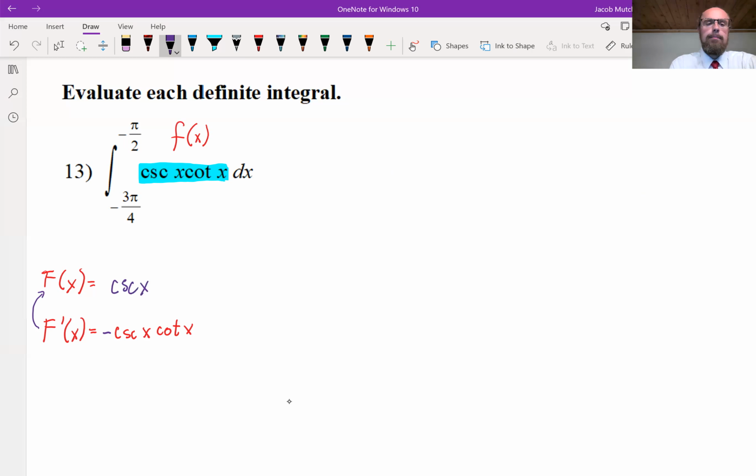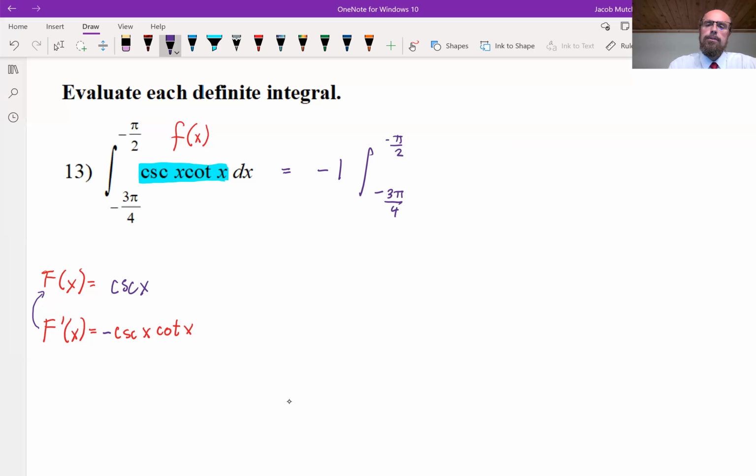Now, I do need to make a change. So up till now, we haven't had to incorporate anything new into our integrand. I do need that negative sign there. So what I want to do first is I want to double the negative. I'm going to write a -1 on the left side of the integration from -3 pi over 4, so I'm not changing the limits at all, to -pi over 2.